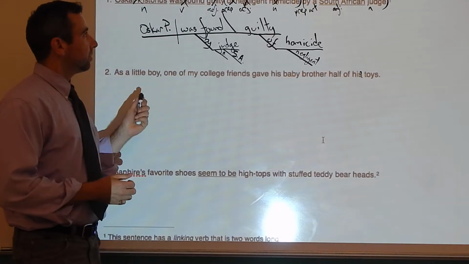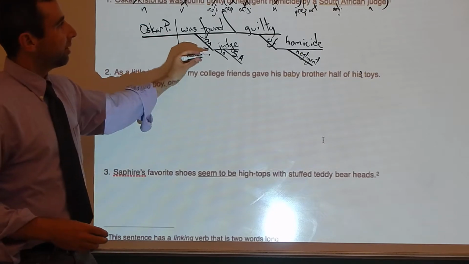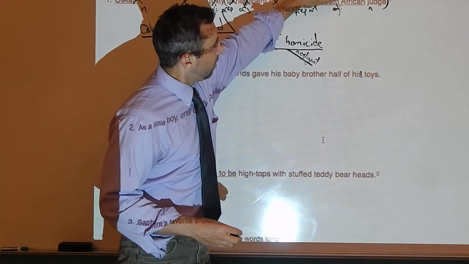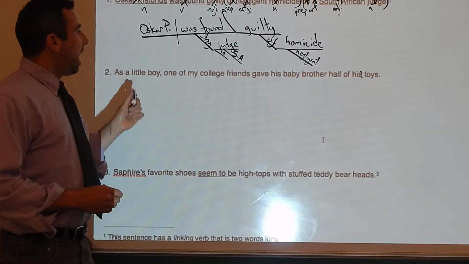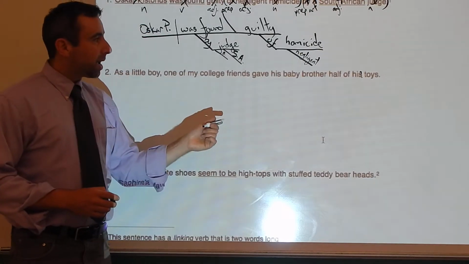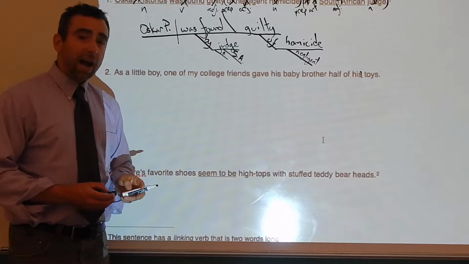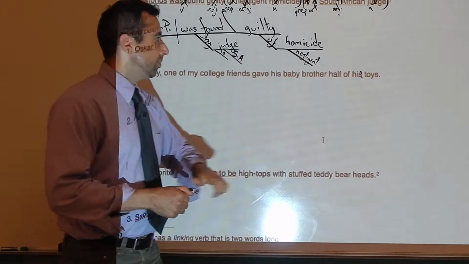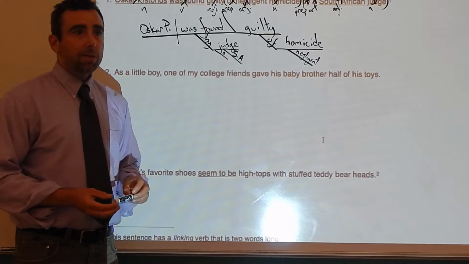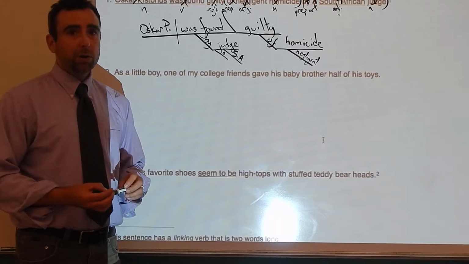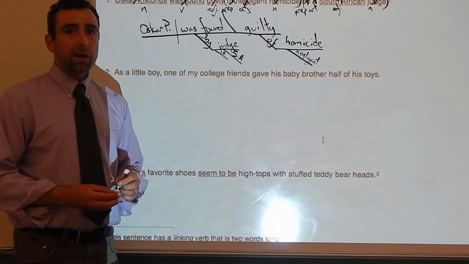Here's the second sentence. Oh, actually wait, let's cross this off just to be thorough. Here's the second sentence. True story. As a little boy, one of my college friends gave his baby brother half of his toys. The first thing I would like you to do is identify the prepositional phrases and put them in parentheses. Pause the recording and do that now.